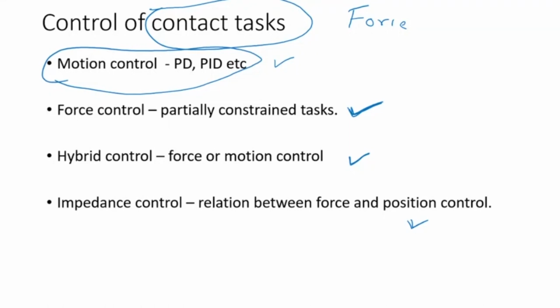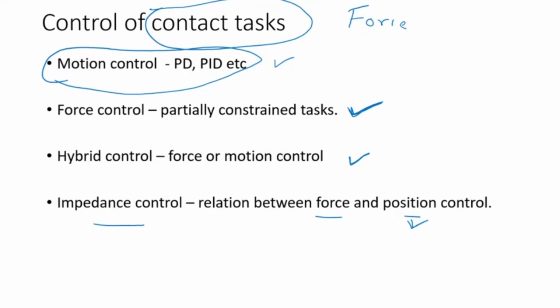Whereas force control is essentially for partially constrained tasks. We have hybrid control, where you are controlling force or motion, and you have another type which is called impedance control, where you have a relation between the force and the position, and you actually go in the position domain by finding this relation between force and position. This is something I'll talk about now.